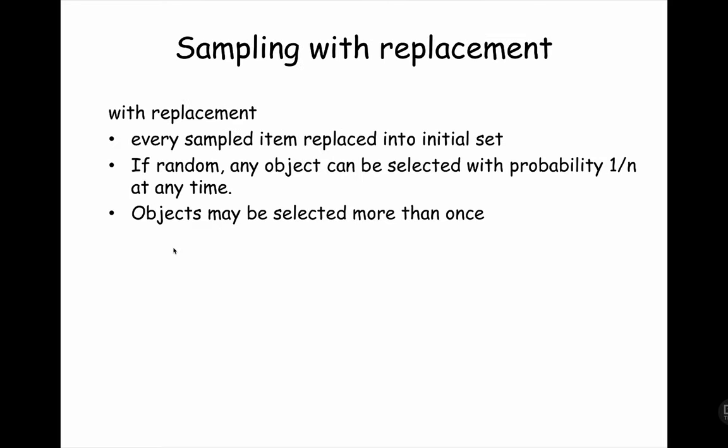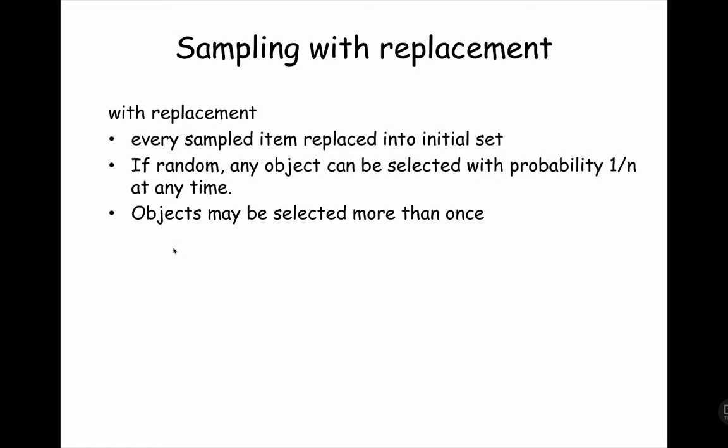All right. So with replacement, every sampled item is replaced back into the initial set. If it's random, that means everything has equal probability. You count the number of events possible, or outcomes you can observe, and one over that number, one over n, is the probability of an individual. Objects can be selected more than once when you sample with replacement, because you're putting it back into consideration. Like the crayon color palette example, you can absolutely have purple selected twice if you're choosing three crayons. Why you would is completely up to you, right? All right. Okay, so any questions?